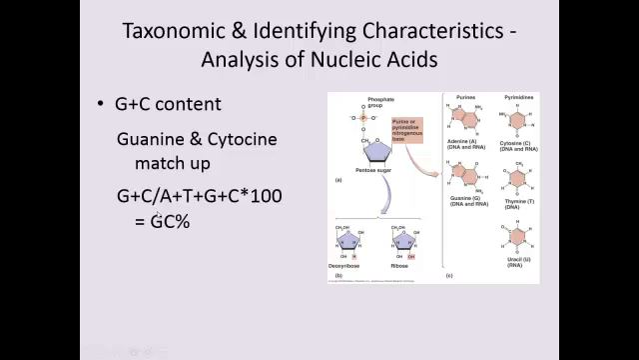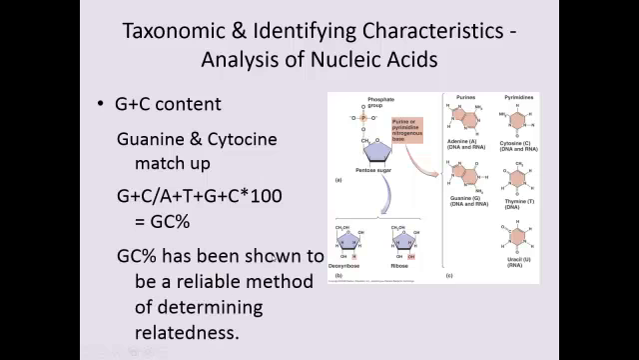So we would take the G plus C content and divide that by the total nucleotide content, multiply by 100, and we get G plus C content. And G plus C content has been shown to be a reliable method of determining relatedness. It's a nice, quick, and dirty method of determining this.